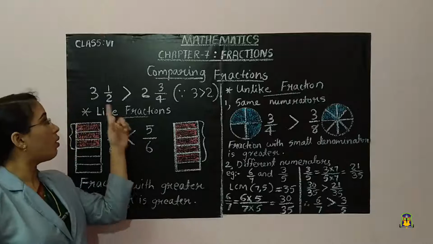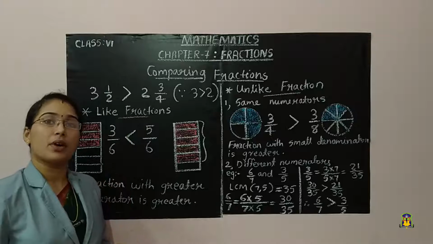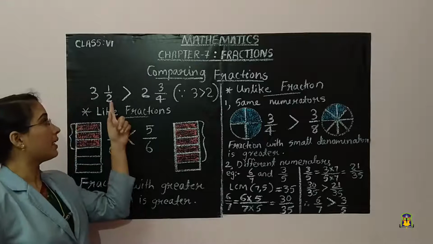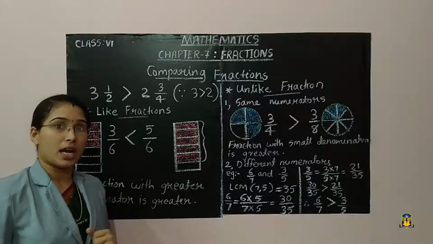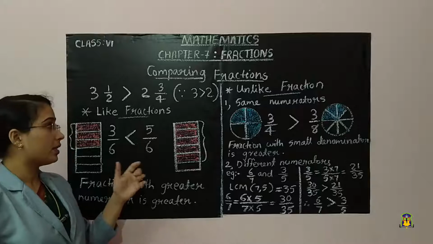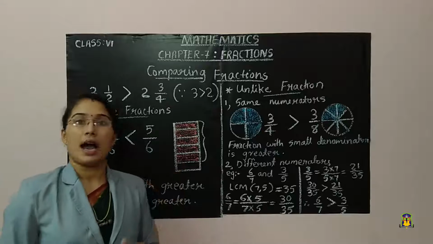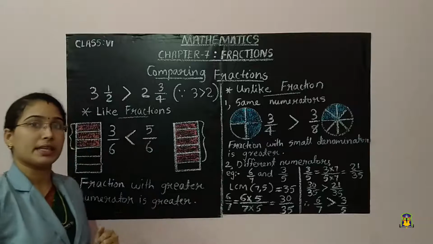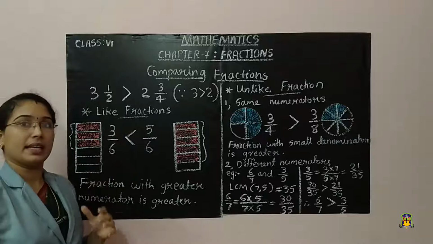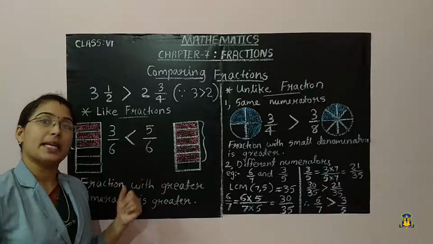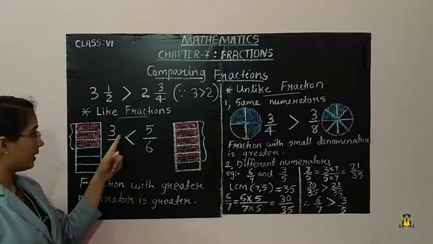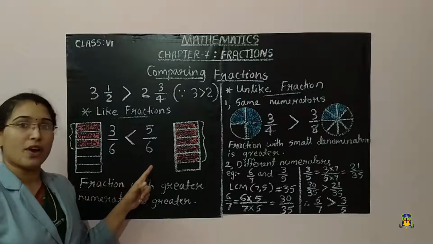Okay. Then if the whole numbers are the same, what do we want to do? That time we want to compare with the fractional part. For that, first we want to study how to compare like fractions and unlike fractions. First let us move to like fractions. In like fractions the denominators are the same. Here you can see 3 by 6 and 5 by 6.